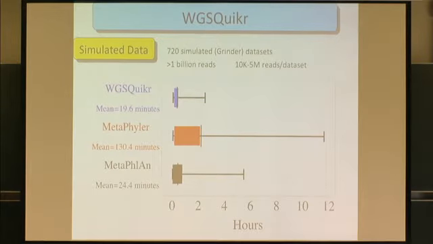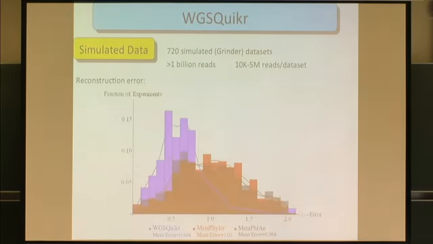But what about accuracy? Well, let's look at the reconstruction error. So here's a histogram of all those 720 simulated data sets. This is the error right here. The farther you go this way, the better the reconstruction. The more you go that way, the worse the reconstruction. And if you notice, Quikr, which is this purplish bluish one, has lower error on average than Metafiler and Metaflan right over here.